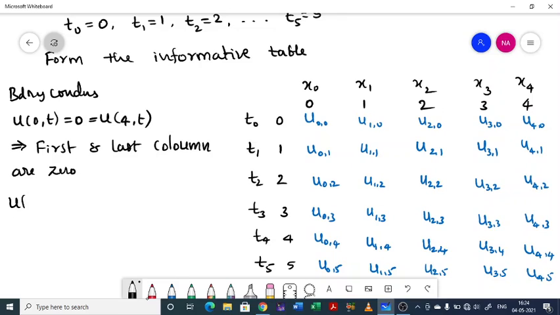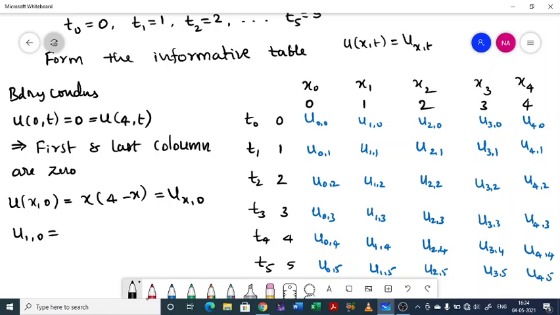Next, u(x,0), the initial condition, equal to x into 4 minus x. So letting x equal to 1. One thing you have to keep in mind, u(x,t) equal to u(x,t), so this is the same as u(x,0). Now u(1,0) will be 1 into 4 minus 1, 3. u(2,0) will be 2 into 4 minus 2, 4. u(3,0) will be 3 into 4 minus 3, 3.